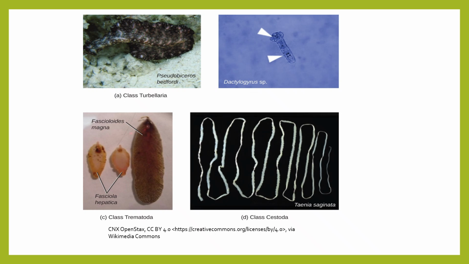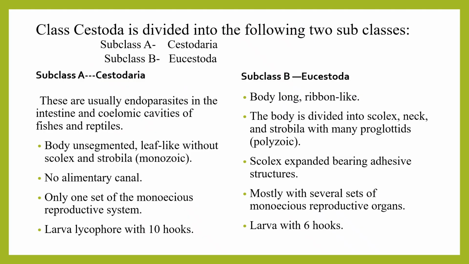These are the images showing the representatives of class Turbellaria, class Trematoda, and class Cestoda. The class Cestoda is divided into the following two subclasses: subclass A Cestodaria, subclass B Eucestoda. The subclass Cestodaria, these are usually endoparasites in the intestine and coelomic cavities of fishes and reptiles. The body is unsegmented, leaf-like, without scolex and strobila. There is no alimentary canal. They have only one set of reproductive organs. And the larval lycophore has 10 hooks.